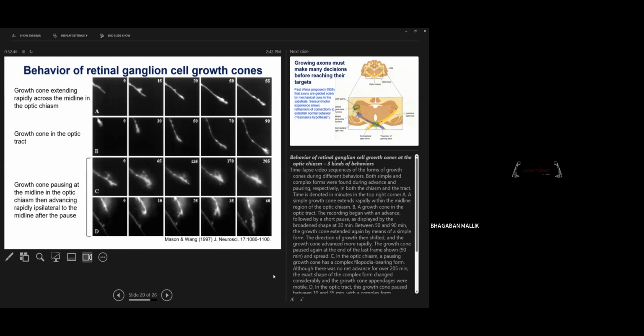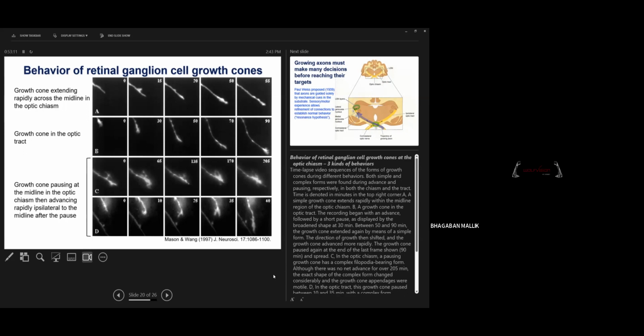So here this is shown again in the in vitro condition. Here you can see that the growth cone is rapidly extending its axon. This is after 55 seconds, and this is 55 minutes, sorry. And you can see that after 90 minutes it's forming a nice projection to the visual target in the optic chiasm region.